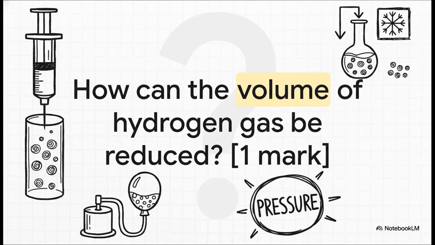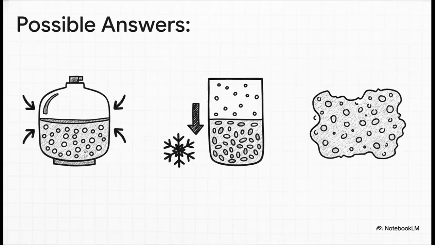Okay, another 1-mark question, and this one's all about a real-world problem. Hydrogen is a gas, which means it takes up a ton of space. That's a huge issue for cars. So the question is, how do you solve that? How can you reduce the volume? Well, the mark scheme gives us 3 great options. The most obvious one, squeeze it. Store it under really high pressure. Or you could get it super, super cold until it turns into a liquid, which is much denser. And then there's a slightly fancier answer. You could trap the gas in a solid material. Any one of those gets you the mark.